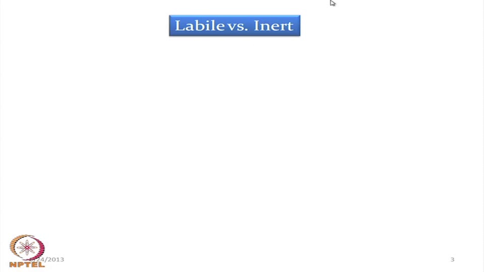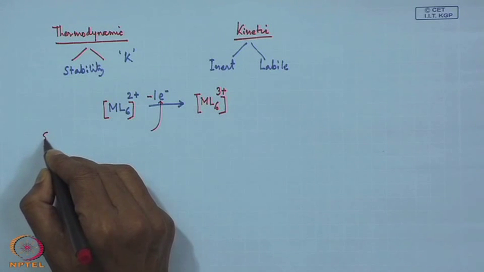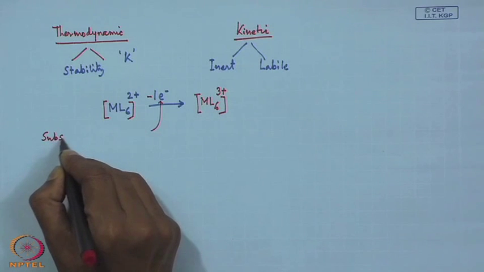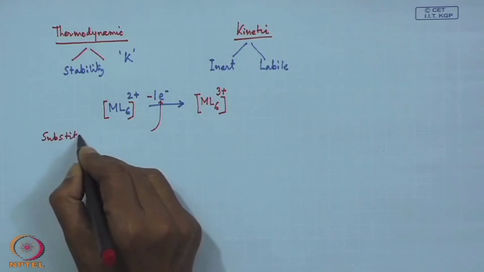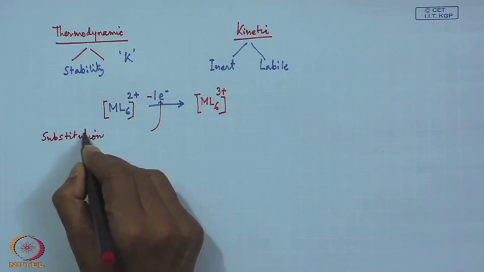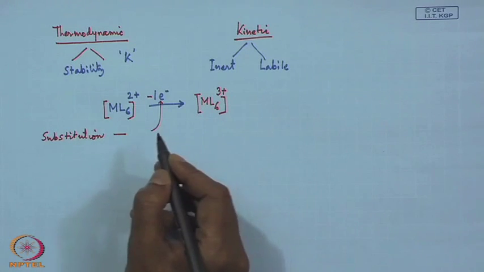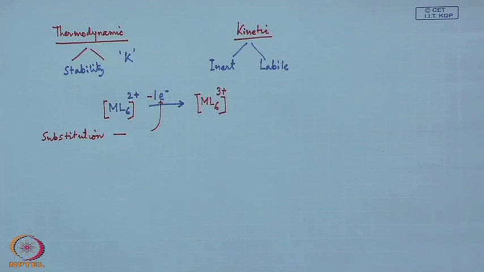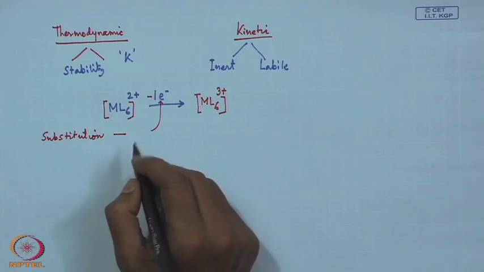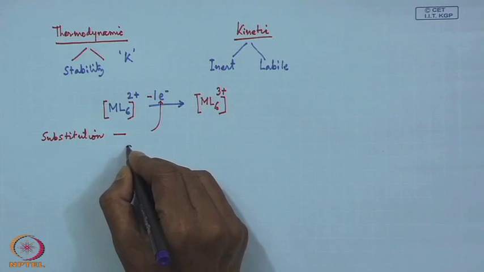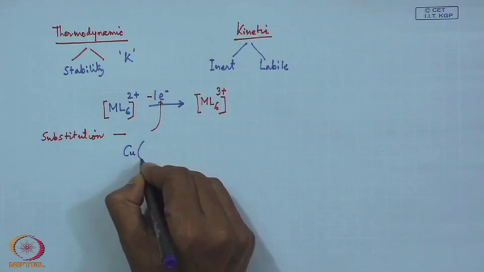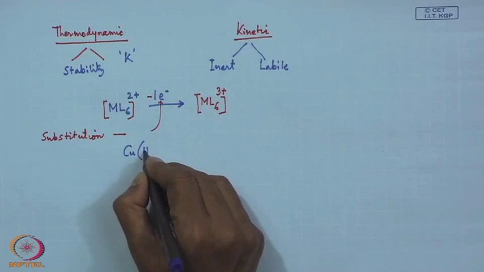So, how do we get this particular reaction? If we talk about the substitution reaction, and that substitution reaction, what we find for a particular copper compound which is hexaaqua.